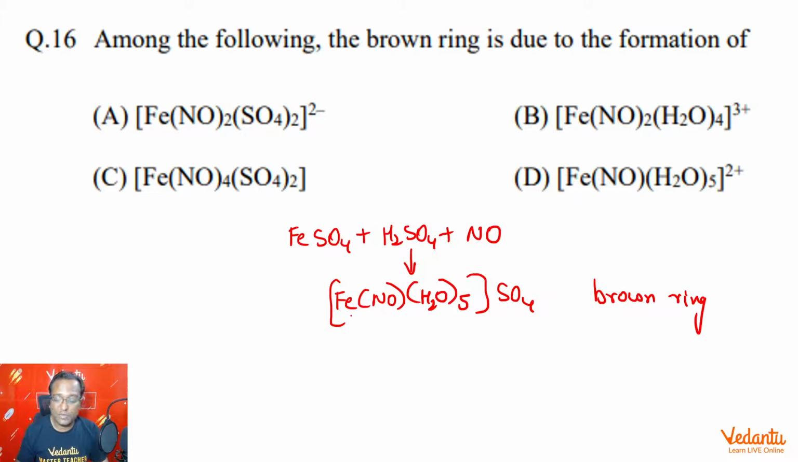What is special about this brown ring, guys? The special thing about this brown ring is that in the beginning, we had Fe2 plus and NO neutral, but it is found that in the product in this compound, Fe is in +1 oxidation state and NO is also in +1 oxidation state. And therefore, your answer is D.